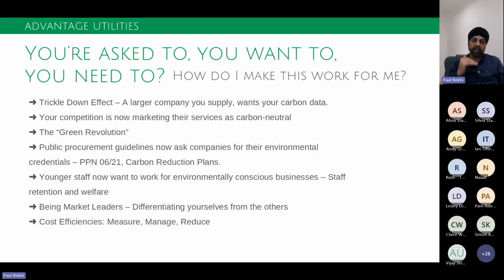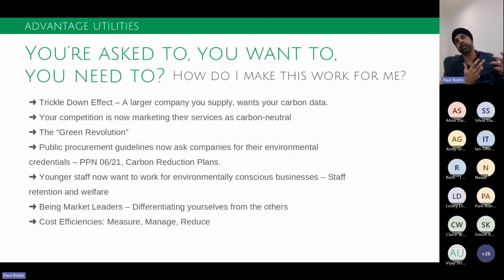Lastly, but by no means least, and we'll go into some examples around this a little bit later, cost efficiency. Lots of businesses understand that understanding how they use what they use, where they use it, how they're using their energy, how they're doing their business travel. By understanding their usage, they have the ability to then make an impact, make a change.